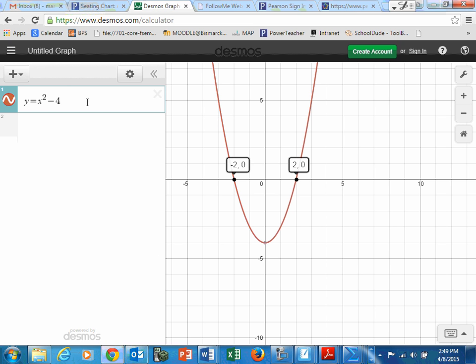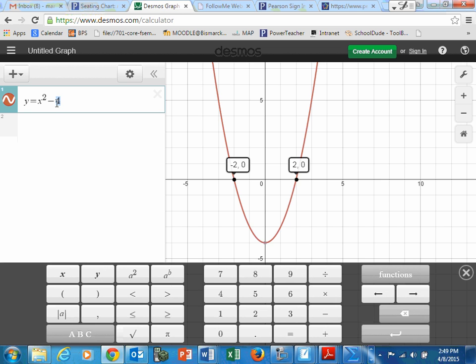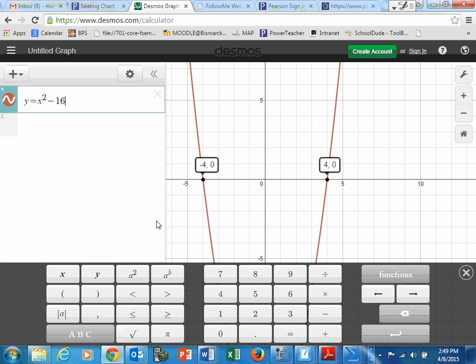Okay, so the first one, we have x squared minus 16. If I just change this to a minus 16, there they show up really nicely: -4 and +4. So that's what your answer for the first one should have been.